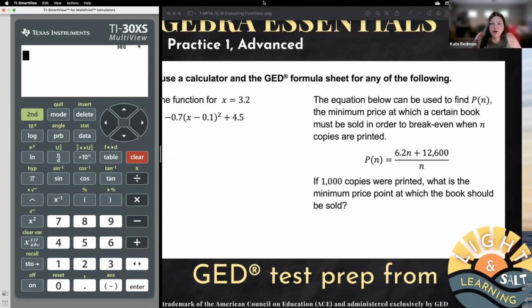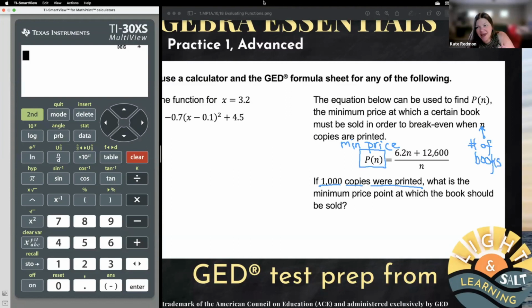The equation below can be used to find P of N, the minimum price at which a certain book must be sold. So they just told us what P of N is. P of N is the minimum price of our book in order to break even when N copies are printed. They just told us what N is. N is the number of copies that we're printing of this book. And then it says, if 1,000 copies were printed, 1,000 copies were printed. Guys, they just told us a value of a variable.